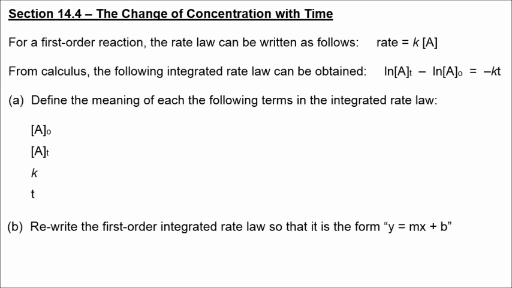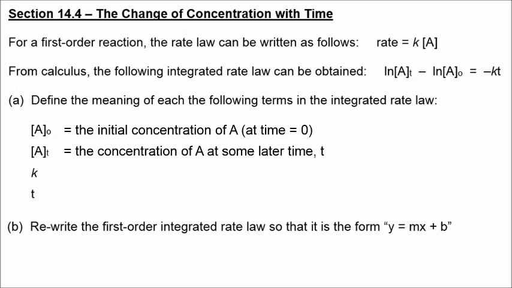So the meaning of each of the following terms would be that A sub 0 is the initial concentration of A at time 0. A sub t is the concentration of A at some later time t. K, you know, is the rate constant, and t is time. If we rewrite the integrated rate law, the first order rate law, so that it's in the form of y equals mx plus b, we end up with the natural log of A at time t is equal to negative Kt plus the natural log of A sub 0.